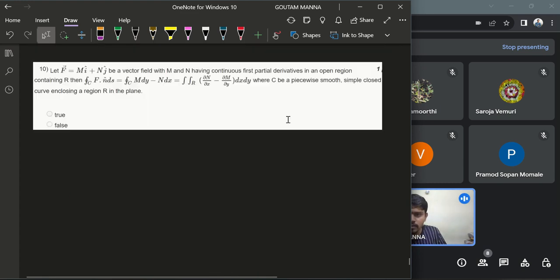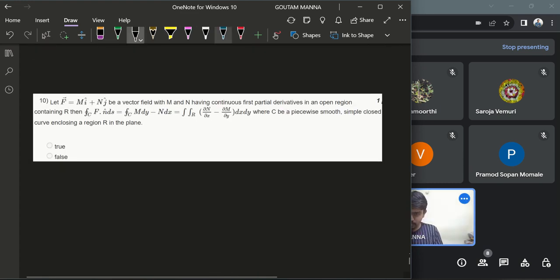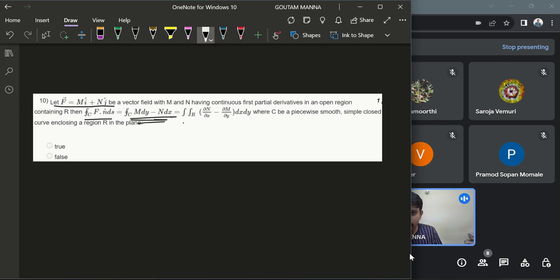Now the last problem is, because F is given by this, and F dot dS is given by this, somehow this dS is defined in some way. Okay, so F dot dS is defined by this. If F is continuous, having continuous first partial derivatives in the region containing R, then this equals this, where C is a simply closed curve. So we are asked to find out whether this statement is true or not.